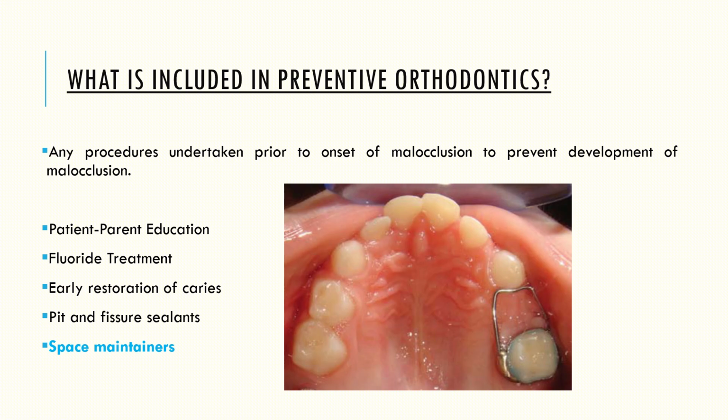Unilateral fixed space maintainers can be in the form of band and loop, crown and loop, band and bar, crown and bar. Bilateral fixed space maintainers can be in the form of transpalatal arch, lingual arch, nance palatal button, etc. Removable bilateral space maintainers can be given in the form of removable partial dentures.